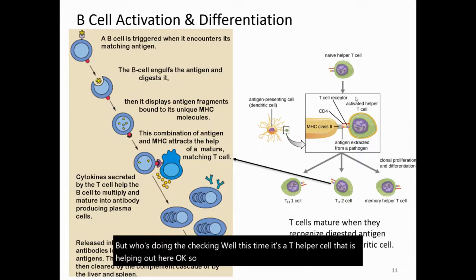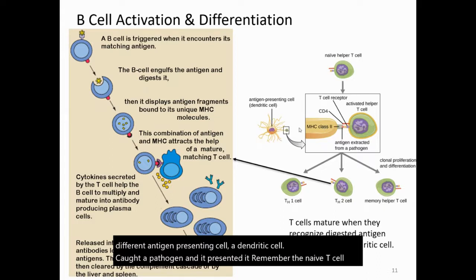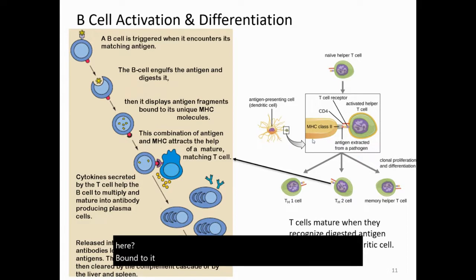So let's review where that T helper cell came from to begin with. So remember, from the last video, there was a different antigen presenting cell, a dendritic cell, that caught a pathogen and it presented it. Remember, the naive T cell here bound to it and allowed that T cell to differentiate into T helper cells and cytotoxic T cells and memory T cells, okay? Well, now we're focusing on these T helper cells down here, okay, and memory T cells. Just a reminder there that they're important.